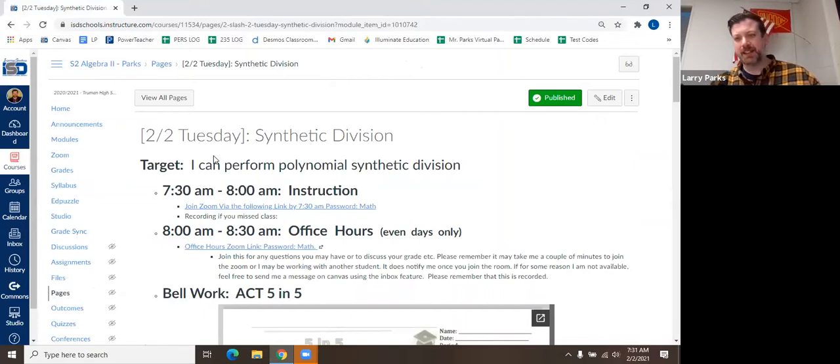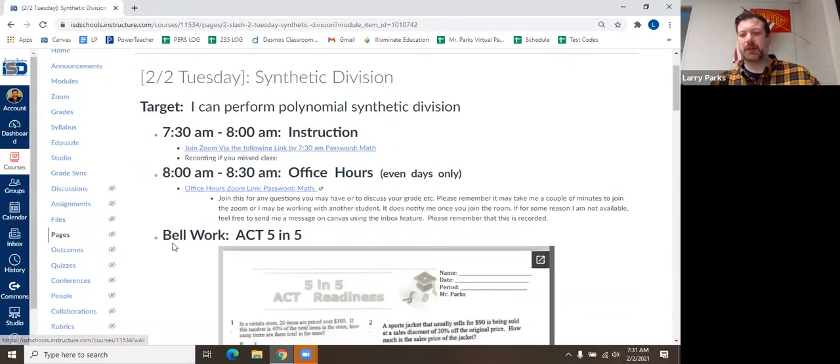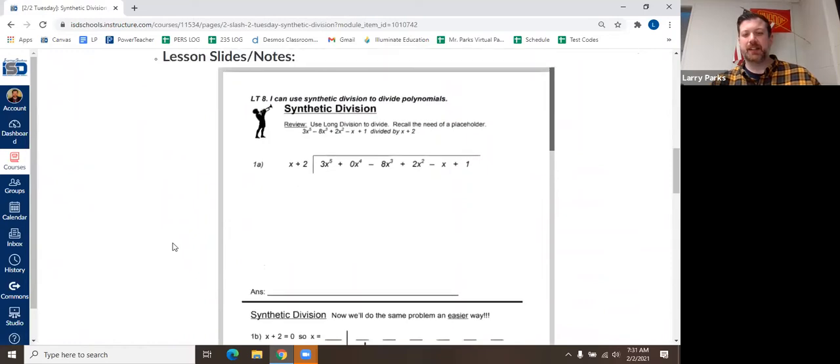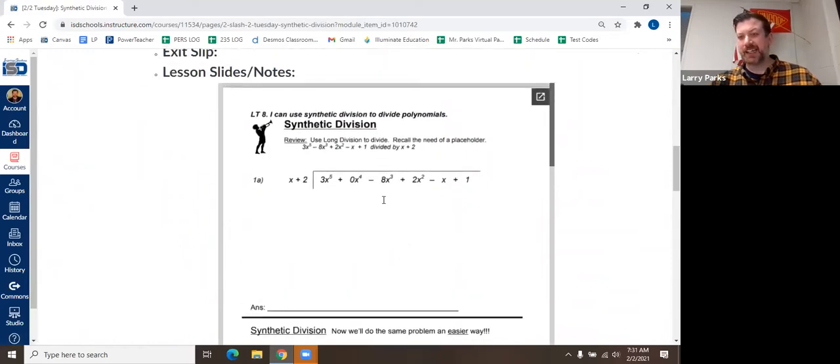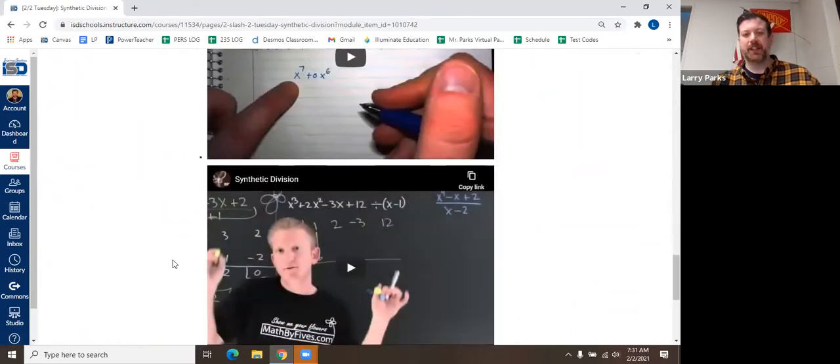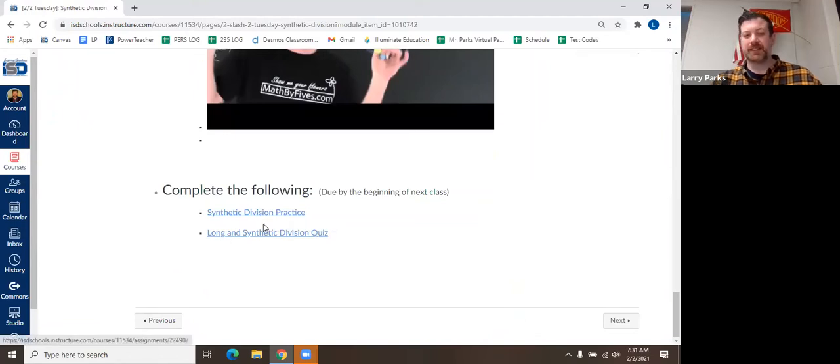The problem is it does not work for every polynomial. That's kind of why I showed you how to use long division first, because unfortunately, even though synthetic is much easier, it does not work for every polynomial. So that's what we're going to be learning today. I will be doing these guided notes together, and you have a practice and a quiz that you are responsible for. So let's go ahead and get started.